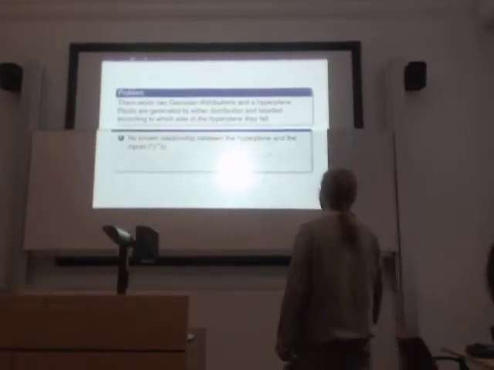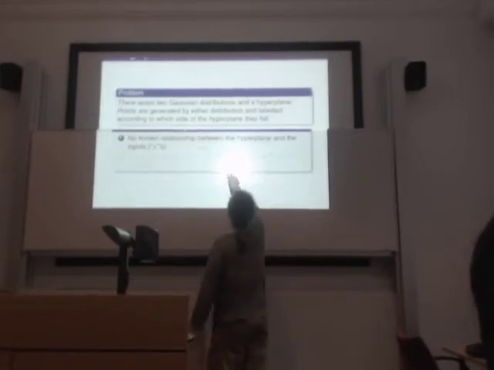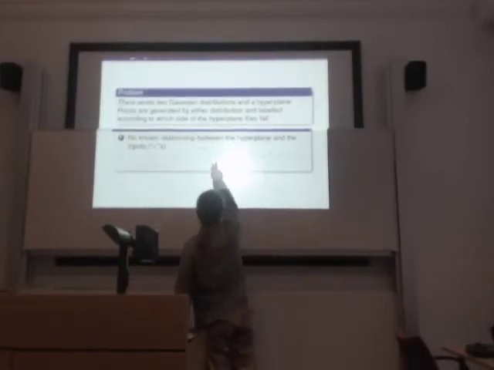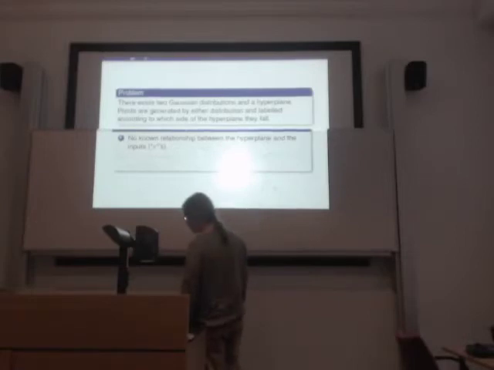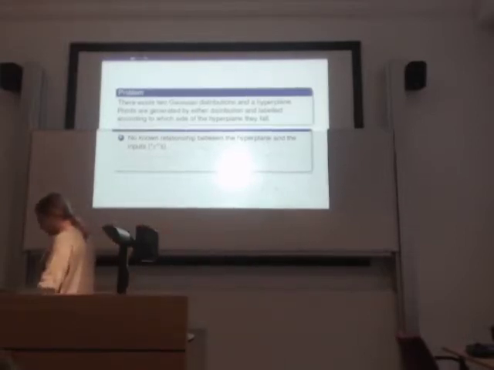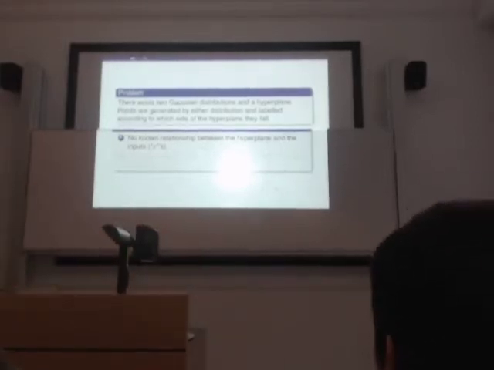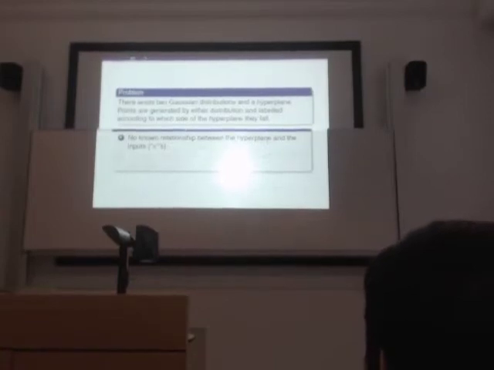We have the two Gaussians generating our points, and then we use this hyperplane, somehow chosen arbitrarily, to label the data, where everything above the hyperplane is plus and everything below the hyperplane is minus.